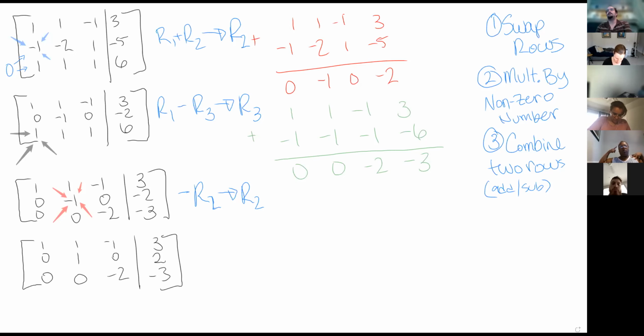1. Whoops, that's not what I meant to do. Okay, so this needs to be a 1 according to the formula that we're following. Any ideas on how to make that a 1? Divided by -2. Okay, we can multiply by -1/2, right? Row 3 replaces row 3.